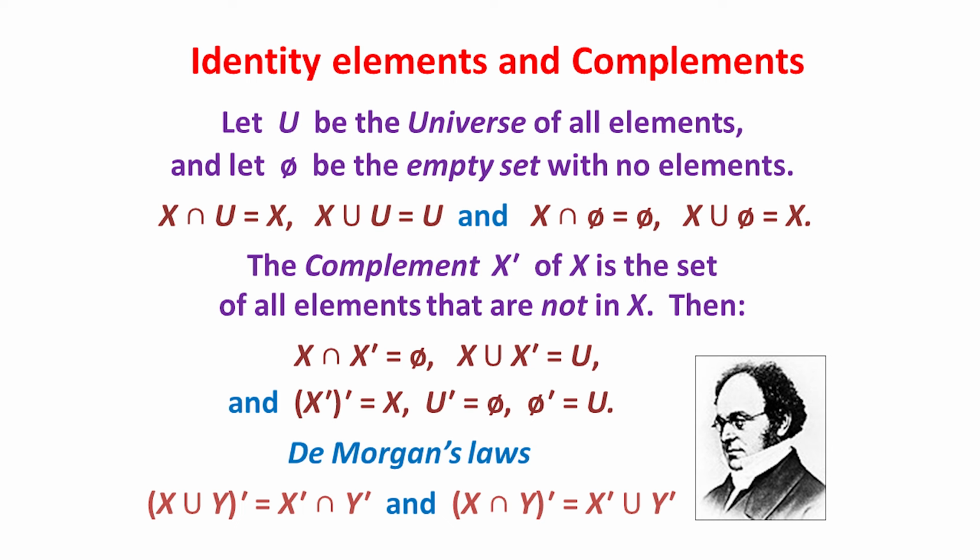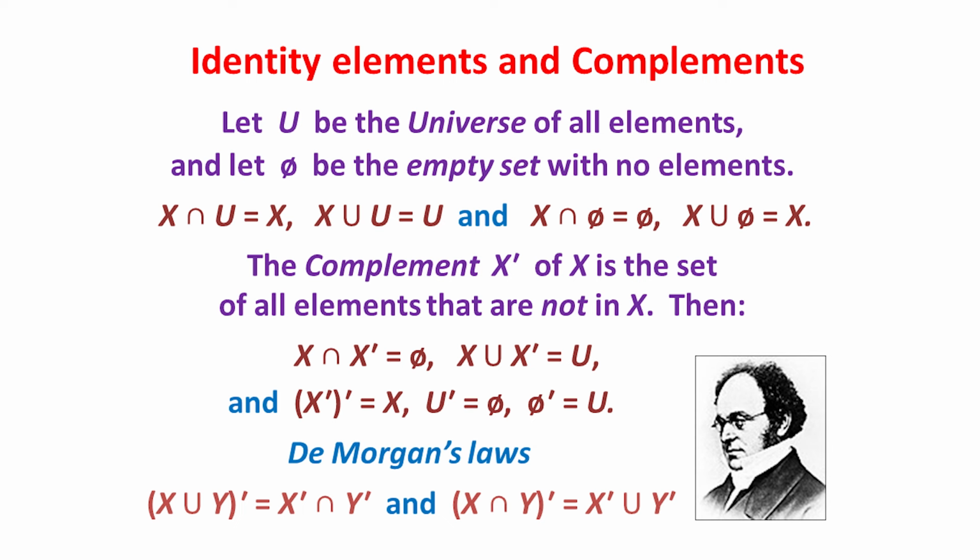And the union of X and X dash is the set of all elements that are either in X or not in X, which is the whole universe. And there are other laws, such as the complement of X dash is X itself. The complement of the universe is the empty set. And the complement of the empty set is the universe.